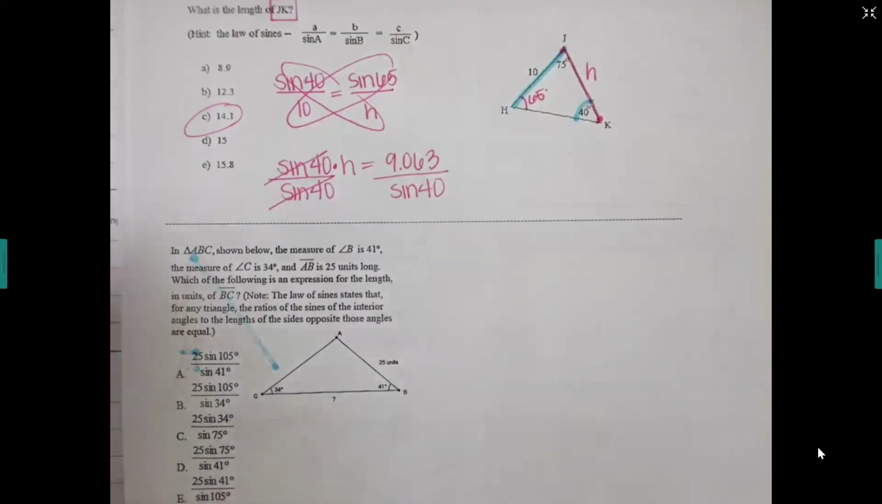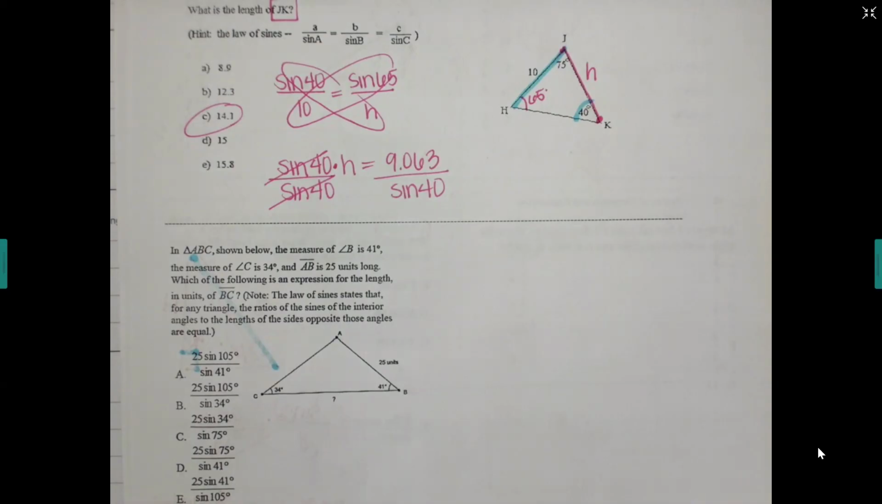Okay, now, if you look at the next question, I'm not going to do it. But do you see how they just have it set up? So that would be an example where instead of you actually figuring out 10 times sine 65, you could just kind of leave it, put it over sine 40, and then look for the answer. Okay, so the ACT will be a mix of both. All right, go ahead and turn the page to law of cosines.